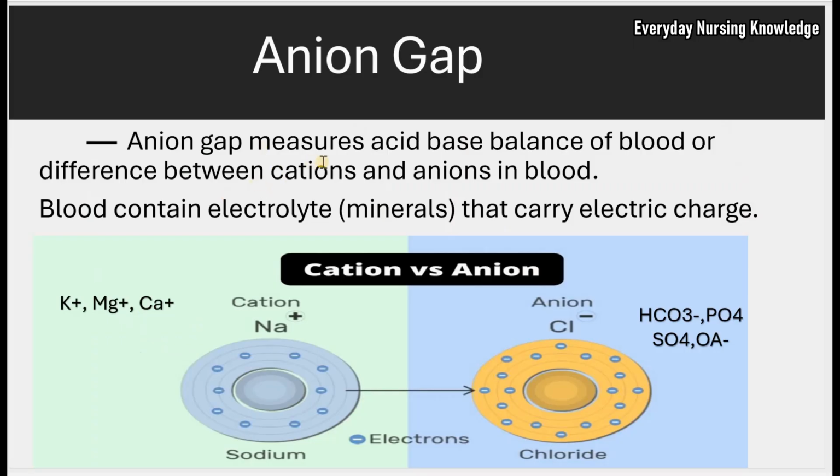What is anion gap? It measures the acid-base balance of blood. Blood has positively charged electrolytes called cations and negatively charged electrolytes called anions. Cations are sodium, potassium, magnesium and calcium, whereas anions are chloride, bicarbonate, phosphate, sulfate, organic acids, etc. So anion gap measures the difference between these cations and anions.